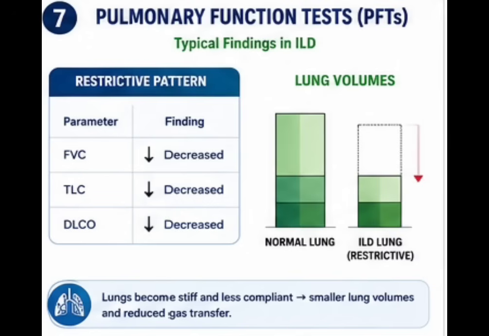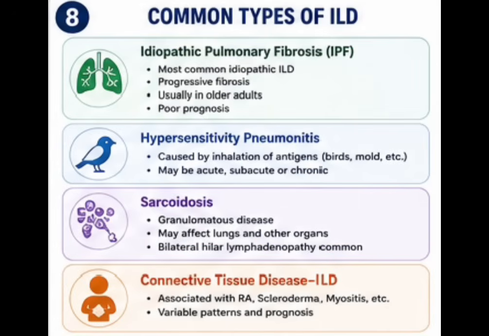Now, in pulmonary function tests, the typical findings in ILD are basically the restrictive type, in which FVC, TLC and DLCO all are decreased. Basically, lungs become stiff and less compliant, which leads to smaller lung volumes and reduced gas transfer. Now the common types of ILD are idiopathic pulmonary fibrosis, hypersensitivity pneumonitis, sarcoidosis, and connective tissue disease.